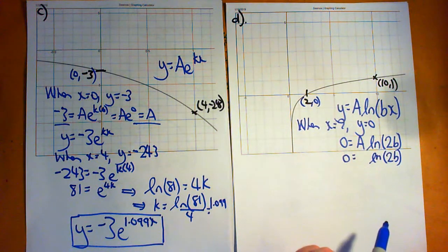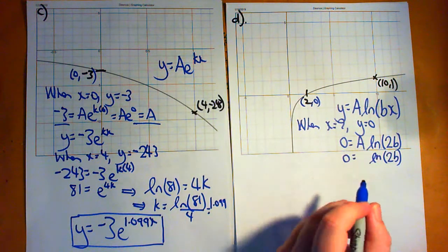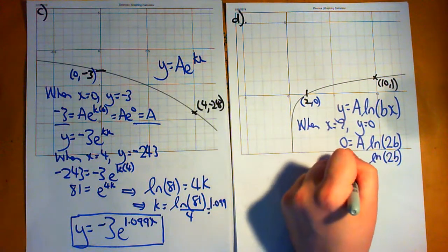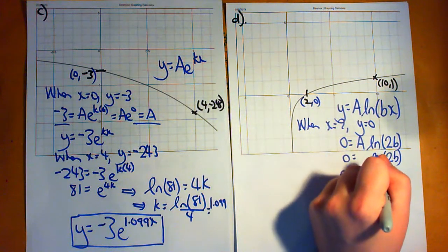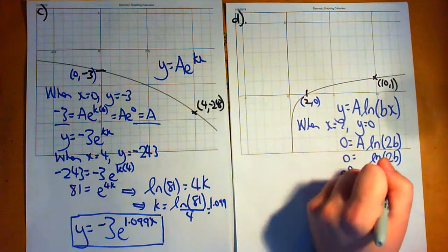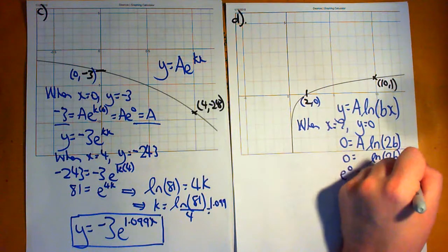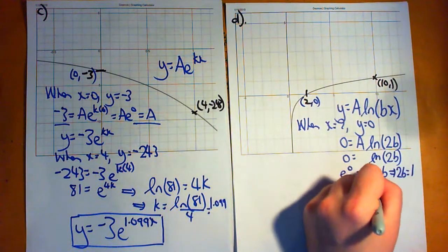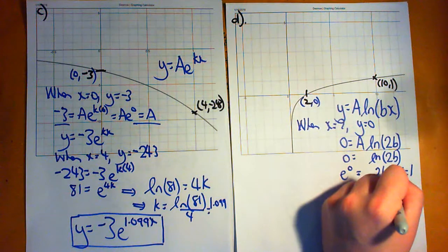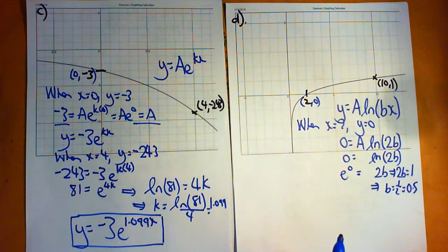Now we need to get rid of the ln, so to get rid of ln we need to take e to the power of both sides. e to the power of 0 equals e to the ln of 2b, so that's going to cancel on this side to just leave you with 2b. So therefore 2b equals e to the 0, which is 1. So therefore we can say that b equals 1 over 2, which is 0.5. Okay, so we now know the value of b, which is 0.5.